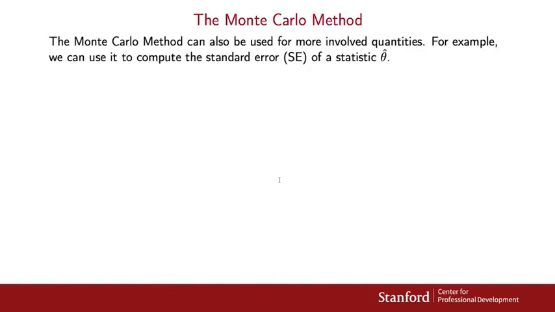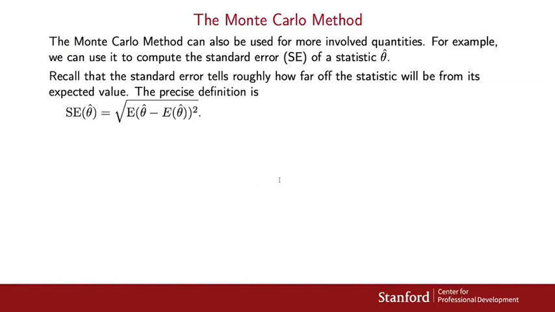It turns out that the Monte Carlo method can also be used for more complicated quantities. One quantity which is important in statistics is the standard error of a statistic. Remember that the standard error tells you roughly how far off the statistic will be from its expected value. There's a formal definition of the standard error which is given there. It's simply the square root of the variance when we think about theta hat as a random variable. So how would the Monte Carlo method work to estimate the standard error in this case? In the first step, we would get many, let's say 1,000 samples of 100 observations each.